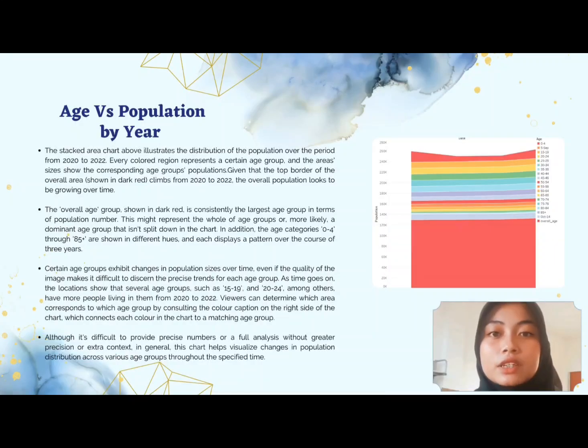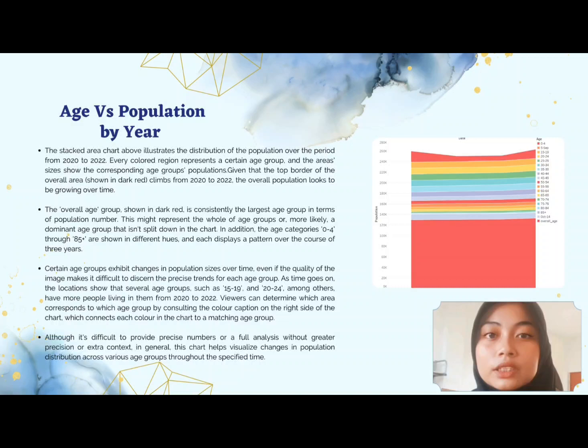The stacked area chart above illustrates the distribution of the population over the period from 2020 to 2022. Every colored region represents a certain age group, and the area size shows the corresponding age group population, giving that the top border of the overall area shown in dark red climbs from 2020 to 2022, the overall population looks to be growing over the time. The overall age group shown in dark red is consistently the largest age group in terms of population number. This might represent the whole of age group, or more likely a dominant age group.